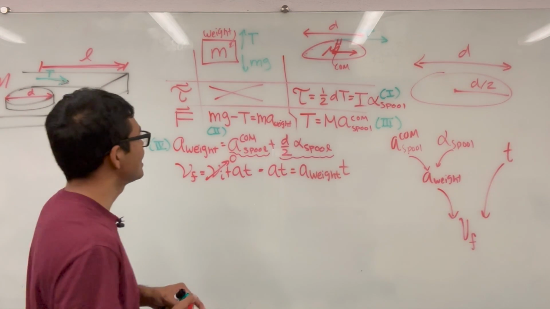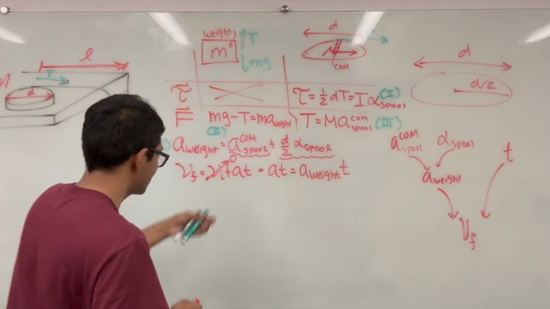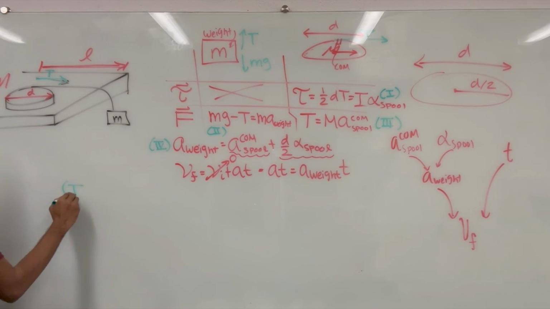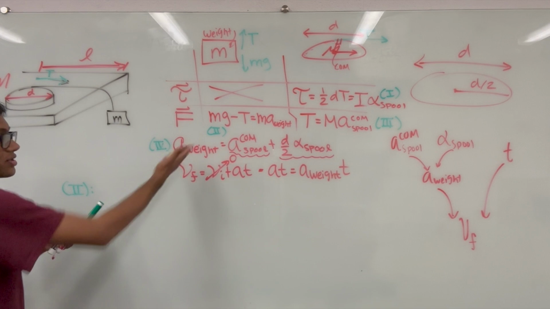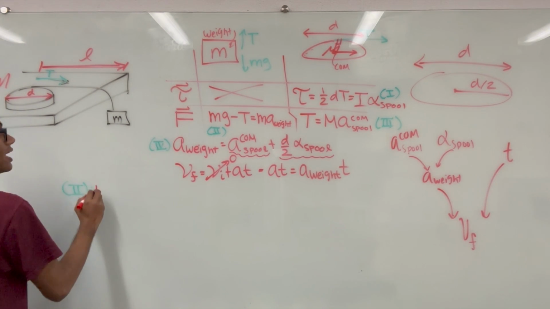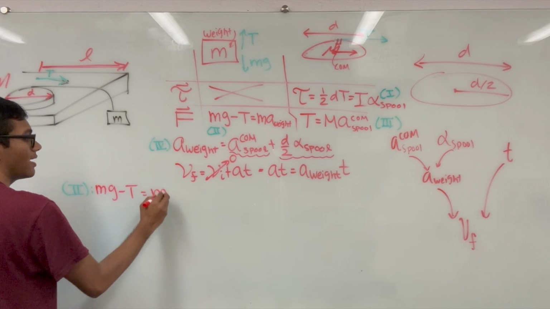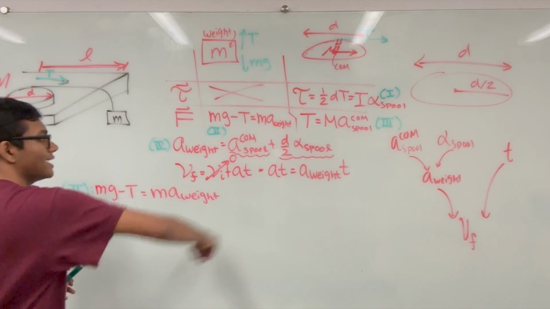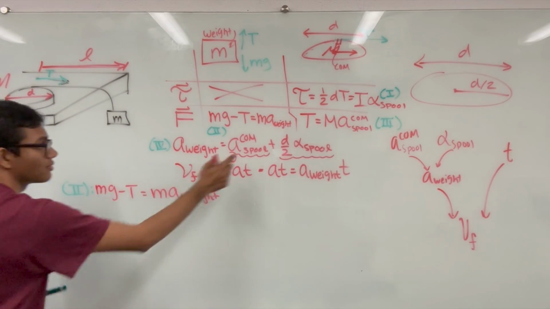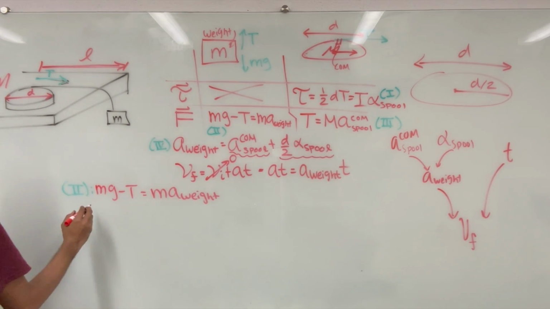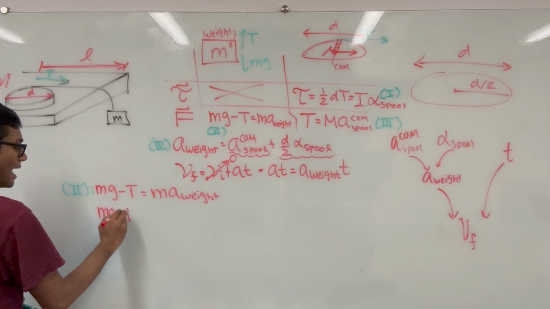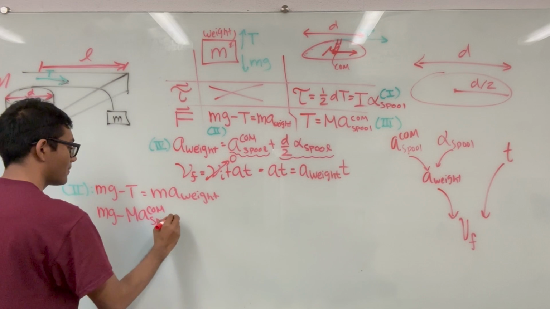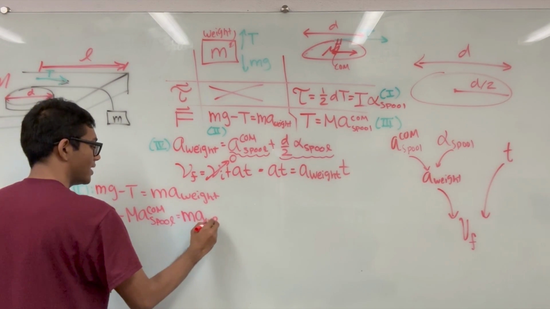First thing we're going to do is take a look at equation number 2. So I'm going to start writing from here. Hopefully that's visible. Equation 2 states, well, it's just Newton's second law for the small mass. So we have, for the small mass, mg minus T is m a weight. Now, by virtue of equation 3, I can replace the tension T with what? Capital M times the acceleration of the center of mass of the spool. So mg minus capital M A, where A is the acceleration of the center of mass of the spool, is equal to m a weight.